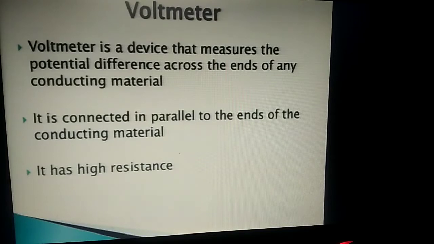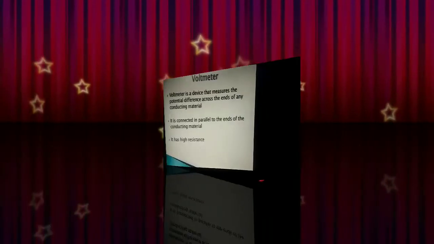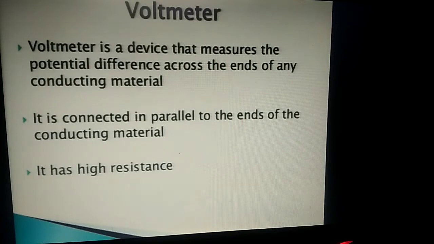Now, what is a voltmeter? Voltmeter is a device that measures the potential difference across the ends of any conducting material. It's connected in parallel to the ends of the conducting material since it is a high resistance device.